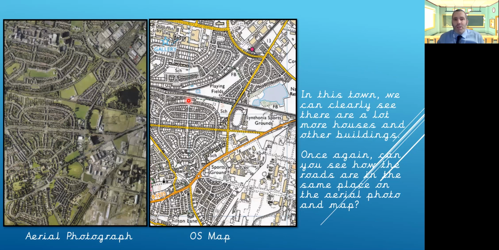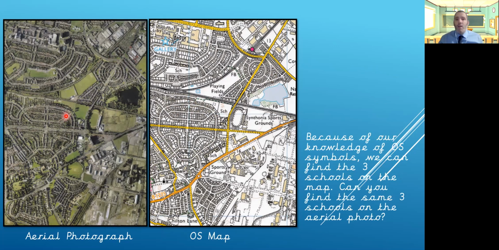So having looked at this, you can see now we've got a circular road here, and it is in the same place as on the map here. We've got this almost face-shaped road here. We've got the same again over here. So the map represents where everything is in real life.